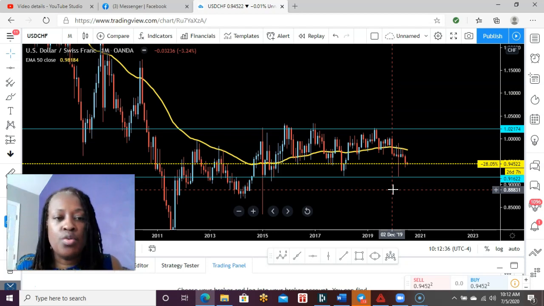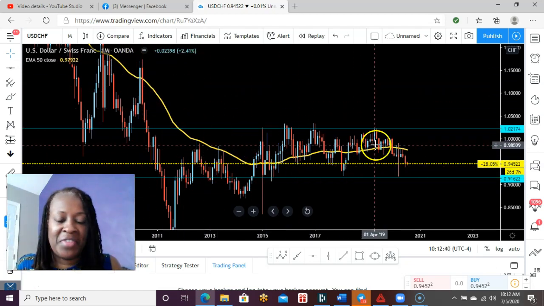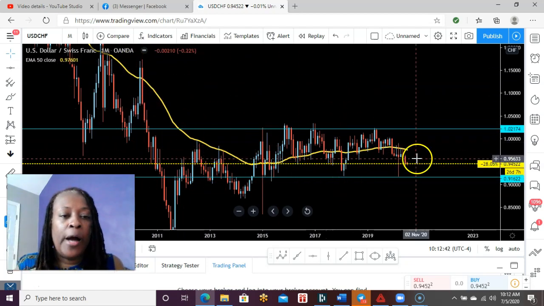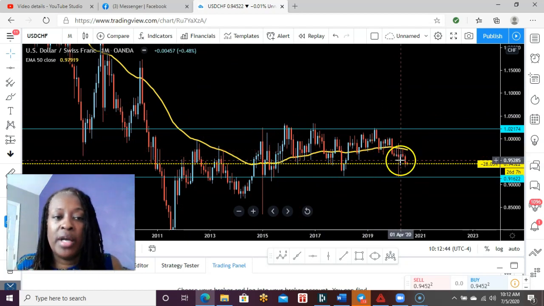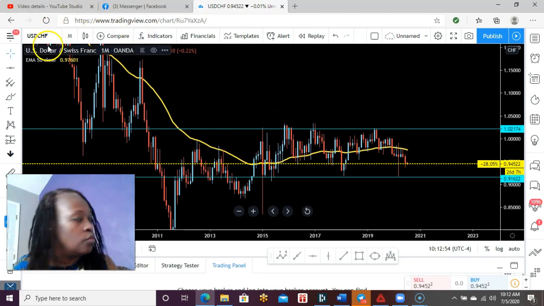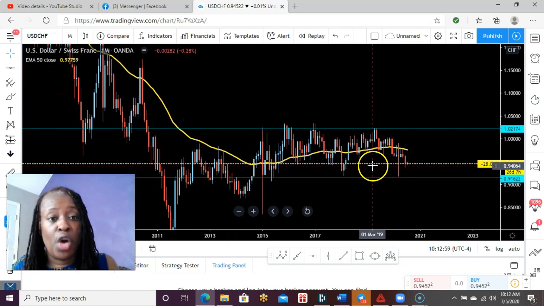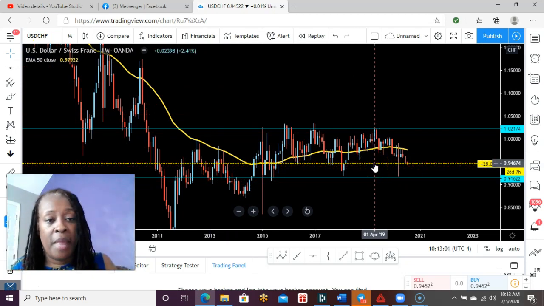Another thing you want to notice is that I always have my 50. And price is what? Under the 50. So right there is telling me that we're looking at an overall bearish market on U-shell right off the bat. That's good information to know, so keep that in mind.